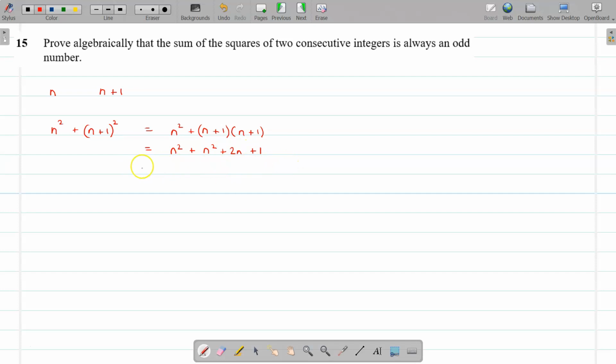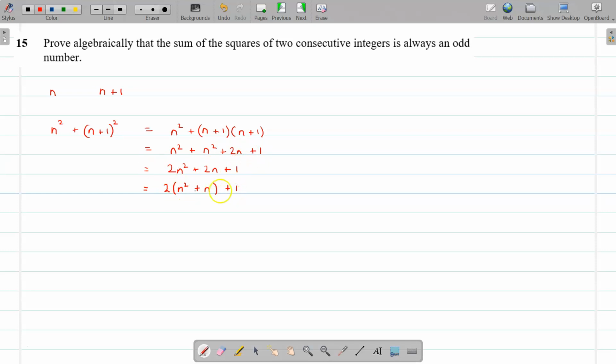So when we combine all that together, we get 2n squared plus 2n plus 1. Now you might be thinking, well, I can see it's going to be odd, but you still have to prove it. And this is what we do next. We notice that in the first two terms, there's a common factor of 2. So if we take out that factor of 2, we're proving that the first two terms added together is an even number because it has a common factor of 2. And if we have an even number plus 1, we're turning it into an odd number.